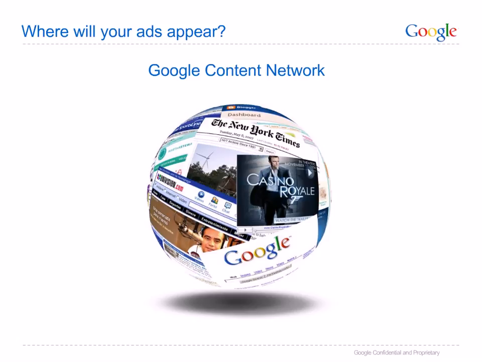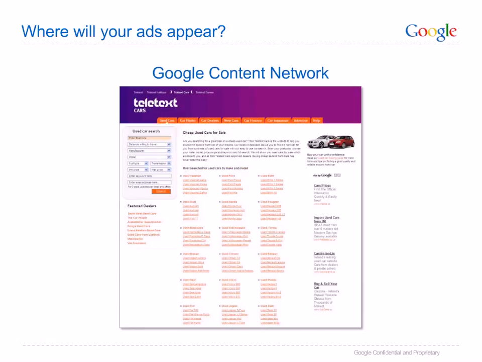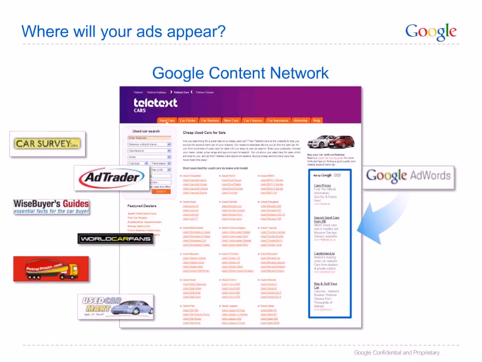Your AdWords ads may also show on relevant content network sites. The Google Content Network is a large, diverse network of sites that partner with Google. On the Content Network, you can show your ad to potential customers when they're looking at sites relating to your product or service. For example, if you sell used cars, your ad could appear here and on many other sites in the Google Content Network, such as these.